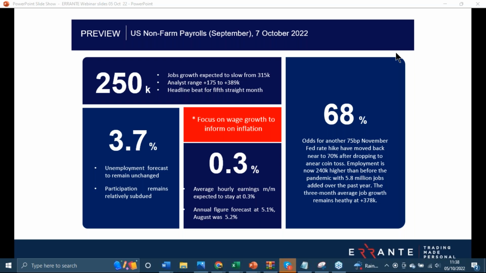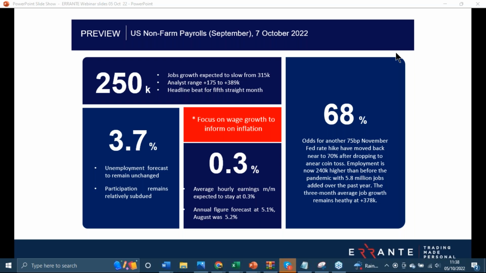We do have various Fed speakers this week. As we've said, they're still fairly hawkish. Recent chatter has certainly been about keeping their foot to the pedal, if you like, but still there's a lot of focus on the Fed speakers as we go into the non-farm payroll.